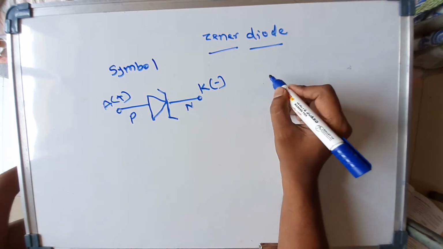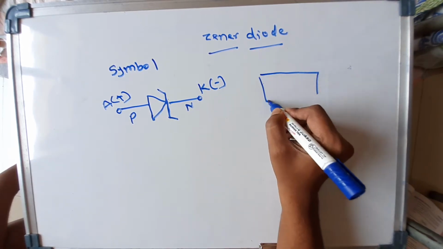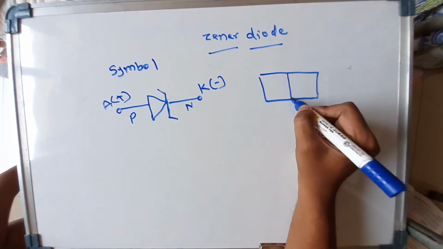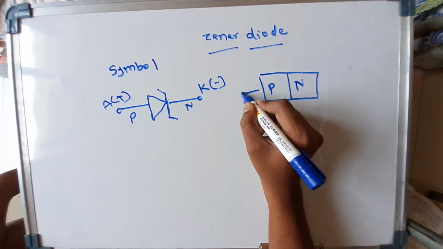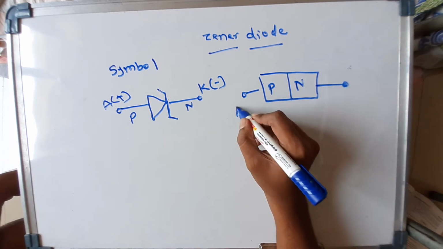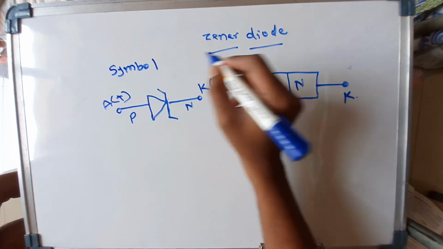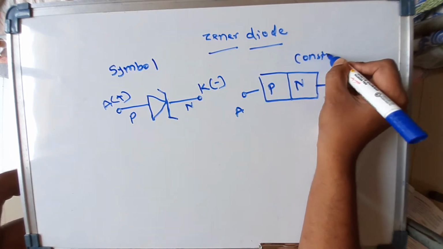Again, the Zener diode will be manufactured by using a silicon or germanium, which has two types of semiconductor, P type and N type. This is a construction. Anode is there. This is a cathode. Symbol, constructions.